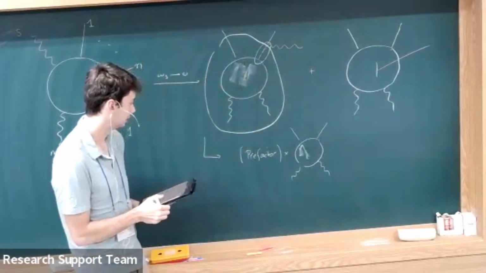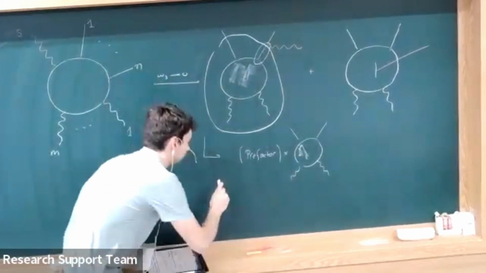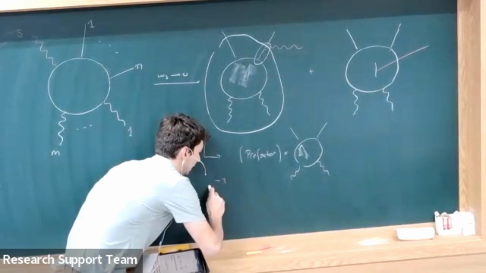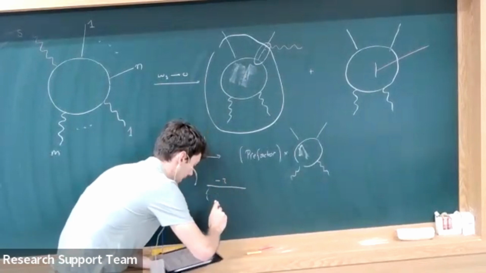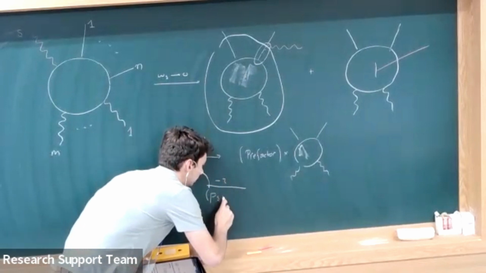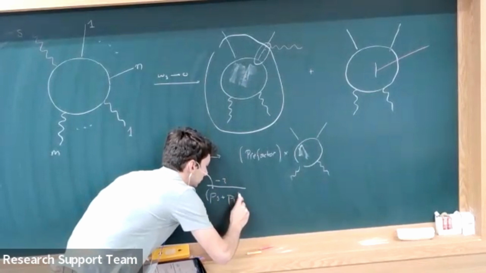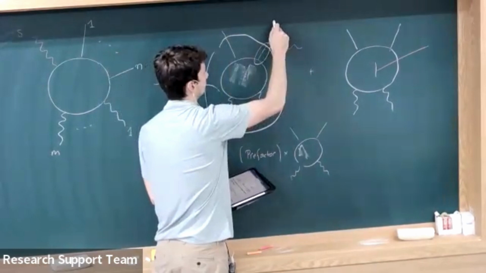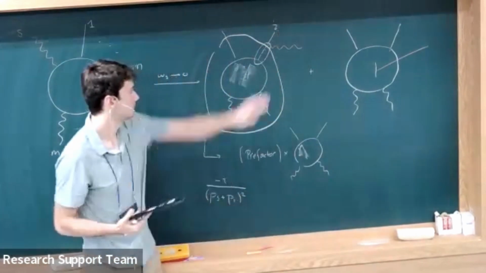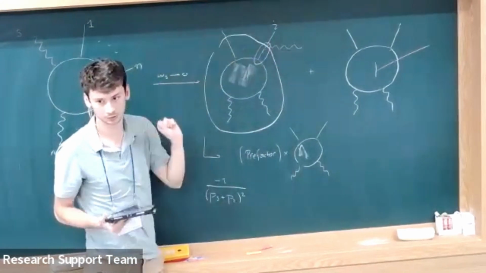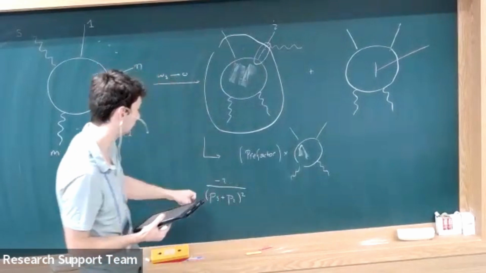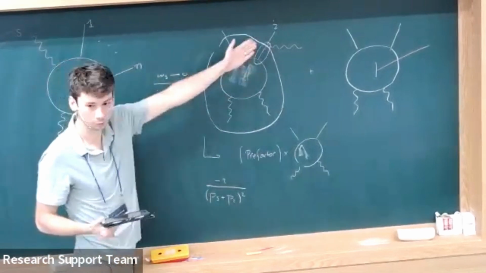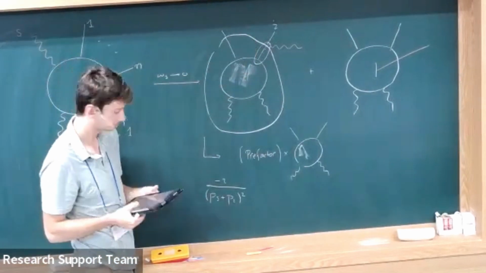So the propagator is just given by the following. It's equal to -i divided by (p_s + p_i)^2, where p_i is the momentum of this hard particle, this charged scalar. Okay, so this is the propagator here. This is just the usual result for a scalar propagator.